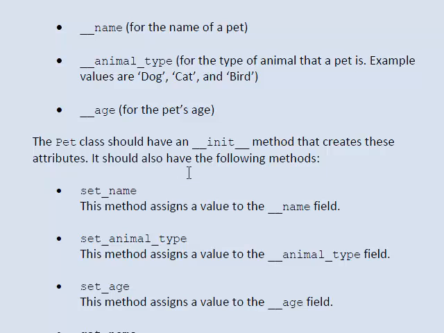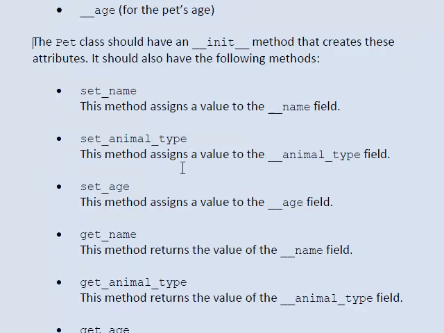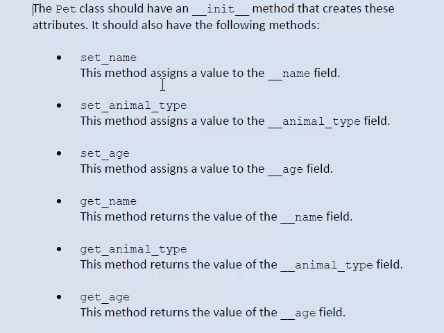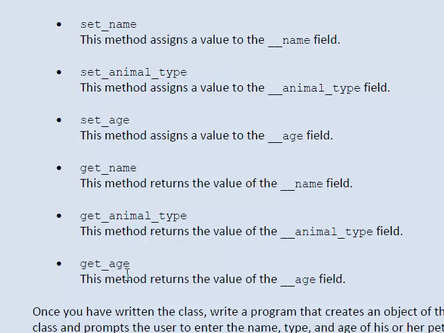Now, in addition to the init method, we should have the following methods. Set name, which assigns a value to the name field. We'll pass an argument to that method, and it will assign that argument to the name field. Set animal type will assign a value to the animal type field. Set age will assign a value to the age field. Get name will return the value of the name field. Get animal type will return the value of the animal type field. And get age will return the value of the age field.